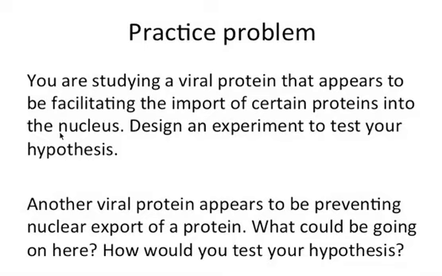You are studying a viral protein that appears to be facilitating the import of certain proteins into the nucleus. Design an experiment to test your hypothesis. So basically, you think this protein is facilitating nuclear import. What are you going to do to see whether or not your protein is facilitating nuclear import? Another viral protein appears to be preventing export. What could be going on here? How would you test your hypothesis?